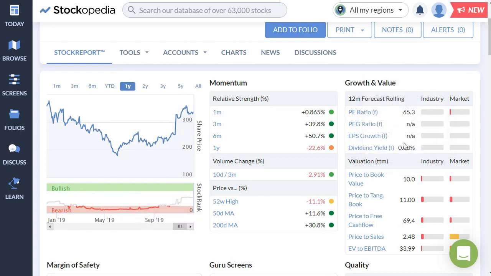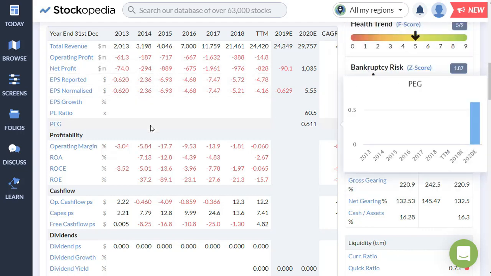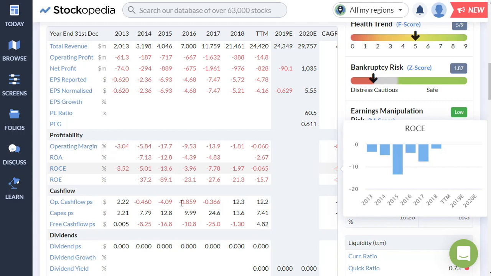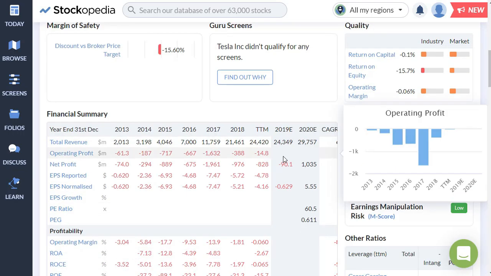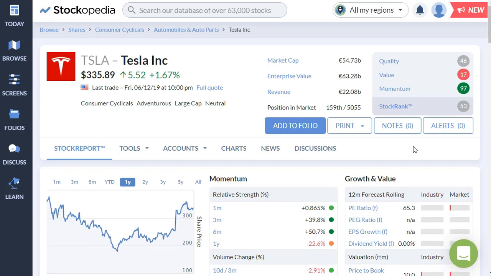Now there are a lot of numbers not here, and that is because they are still in very red territory here, as you can see. It is not looking too well, but some of the numbers are improving. So we can see here the bankruptcy risk, Altman Z-score, so they are in distress, and the Piotroski score is not terribly high. So all of this I can find here.